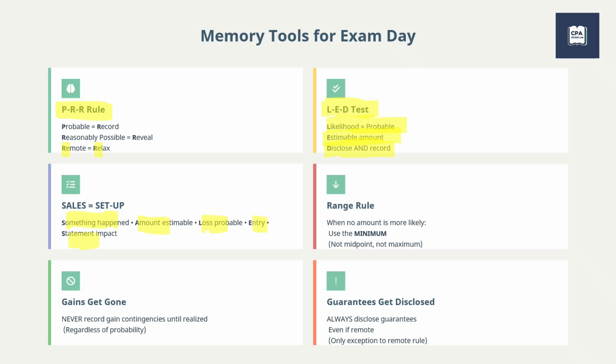In the exam, if it gives you a range where no amount is more likely, use the minimum. Do not use the midpoint, do not use the maximum. For gain contingencies, we never record them until realized, regardless of the probability, because of conservatism. Gains get gone. For guarantees, this one is an exception. If we have a guarantee, even if remote, despite the PRR rule, we always disclose it.